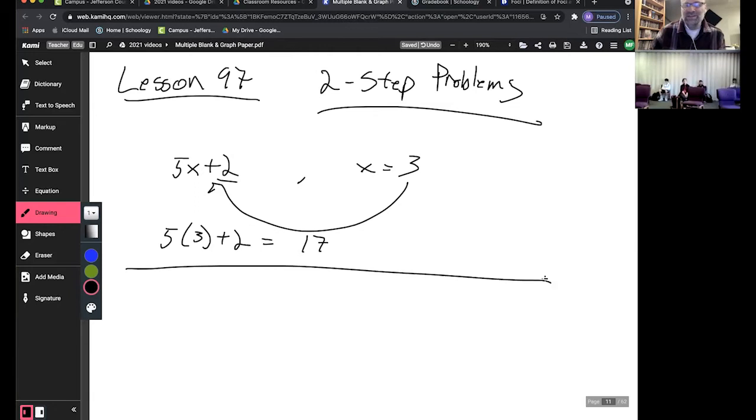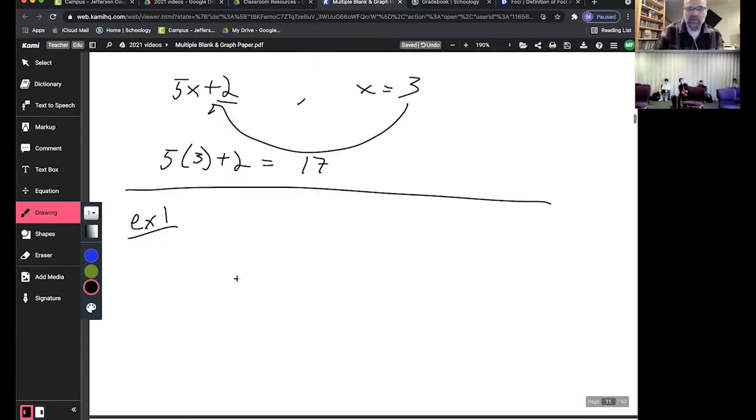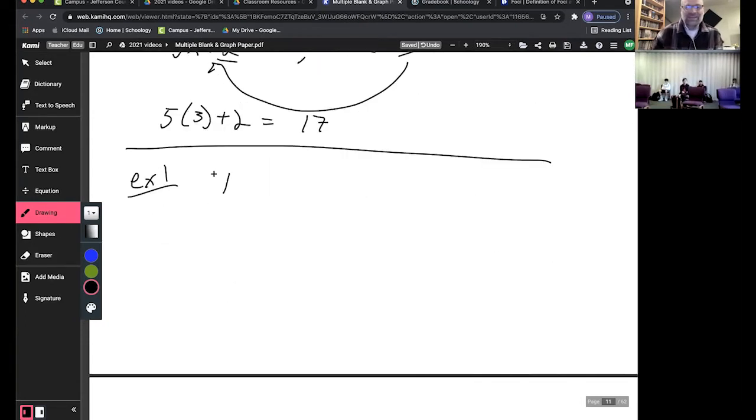So this is why it's called two-step problems, is they're going to have you solve an equation first to find x, and then have you plug in x. So here's example one. This is what I'm talking about. If 2x plus 4 equals 6, then what is the value of 3x minus 7?